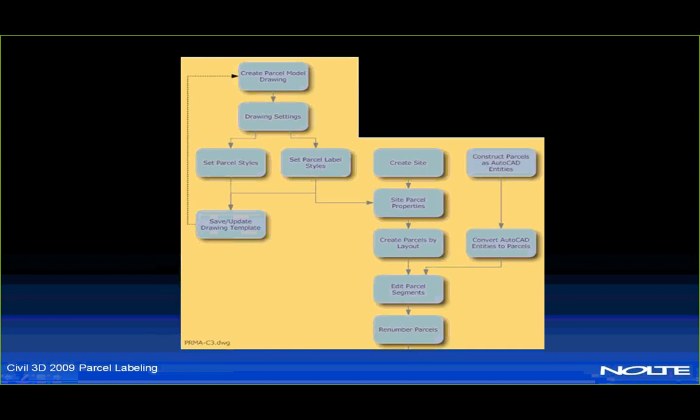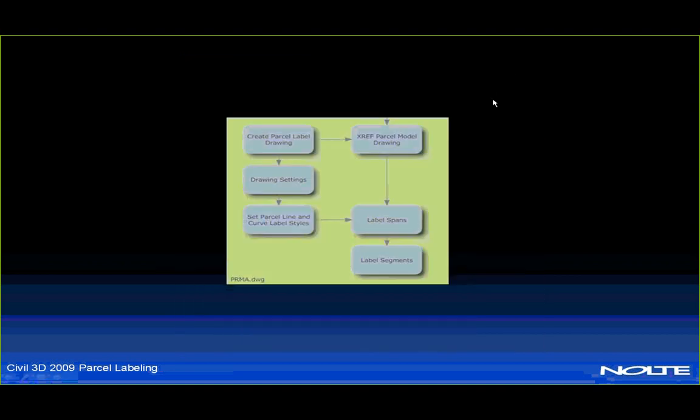All right, the workflow we did in the last session was done in the PRMA C3 drawing, so I've got that highlighted here, and I showed this same flow chart in that session. We did all these different steps to where we can create our parcels, edit our parcel segments, and then the final thing that we should have done in that webinar, and I'm not sure if I actually got to this, is you can also draw a polyline through a whole series of parcels and update their numbering. That was all done in the model drawing.